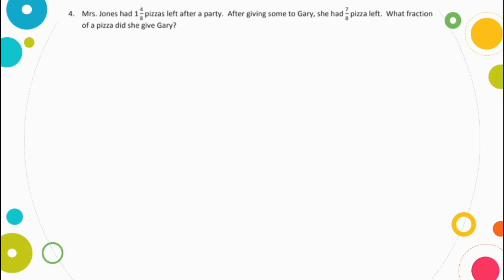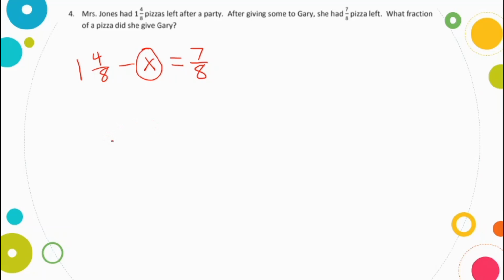Mrs. Jones had 1 4/8 pizzas left after a party. After giving some to Gary, she had 7/8 of a pizza left. What fraction of a pizza did she give Gary? So, let's take a look at this. We have 1 4/8 of pizza left after the party. So after giving some to Gary, that means she's giving some away, which means we're doing subtraction. She ended up with 7/8 of her pizza left. How much did she give Gary? So we want to know what is X here.